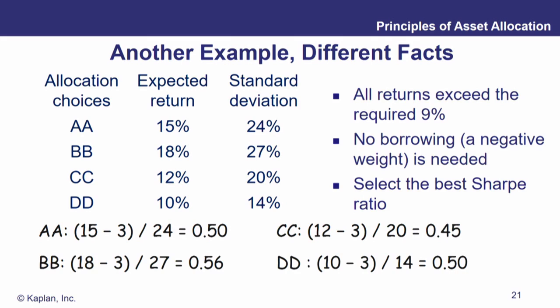The Sharpe ratio tells us we want to choose the one that has the highest Sharpe ratio, right? It gives us the greatest amount of excess return per unit of risk. And so what's our choice there? It's going to be double B because its Sharpe ratio is 0.56. Okay, so we're assuming that double B is our portfolio allocation of choice.